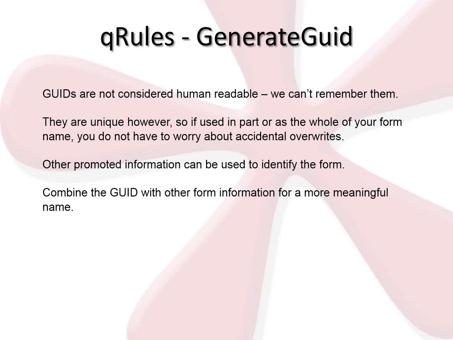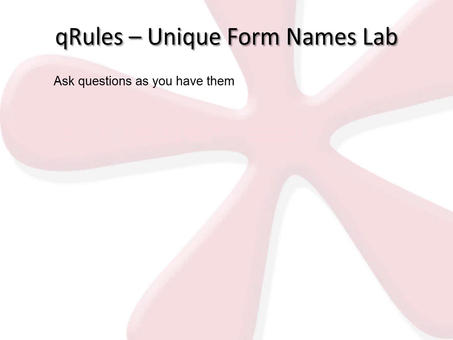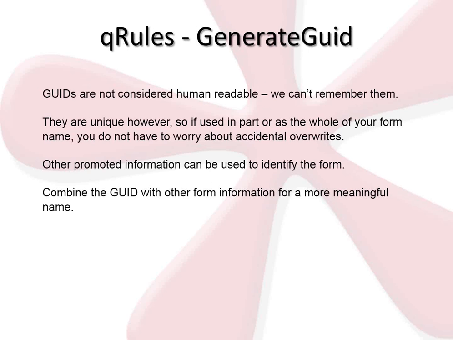Accidental overwrites, which we're concerned about too, because if you have a form that could possibly have the same name as another form, you could have people accidentally overwriting each other's data. We don't want that. So you could promote columns to help your users identify, sort, and group. You could combine the GUID with other form information for a more meaningful name. So GUIDs are one option that we'll look at in the lab. And apparently I just stopped right there on the slides.